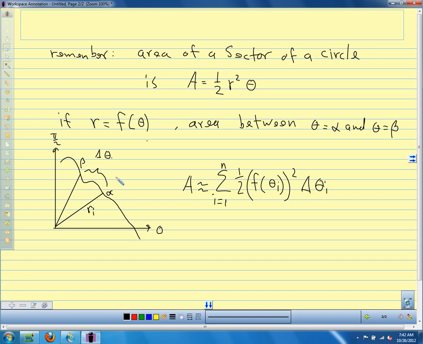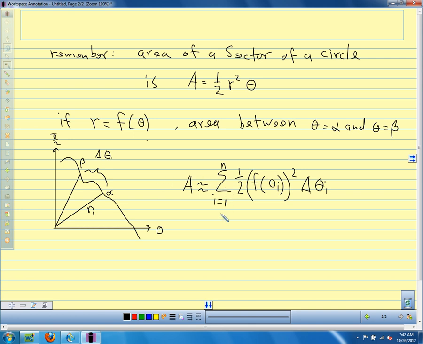What is it? Starting at i equals 1 on the bottom? Yes, i equals 1 to n. So we're just dividing this into n subintervals, and the area of the ith subinterval is r sub i squared times delta theta sub i divided by 2. And we're adding the areas of those little sectors up. So our area is approximately this sum.